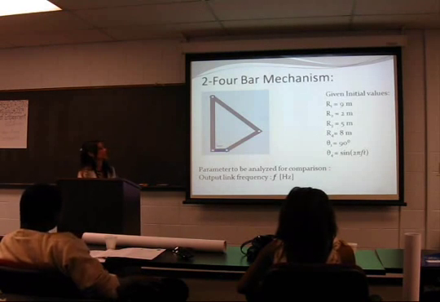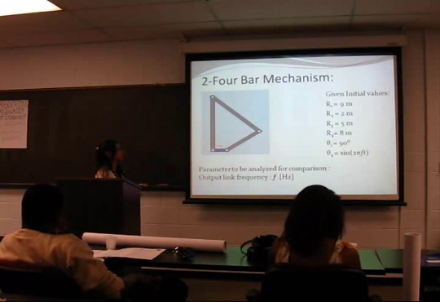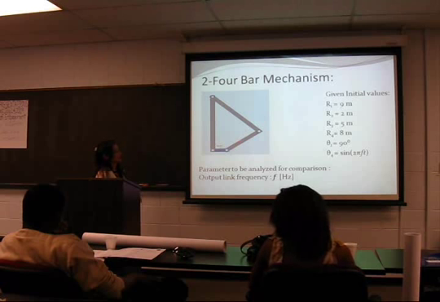Now we move on to the 4-bar mechanism. This is the 4-bar mechanism. This is the base, which doesn't move, and then all of these move. These are the initial parameters that we were given. This is the length of the rod. This is the first initial angle that you guys see over here. And this is the position of this output link, the last link.